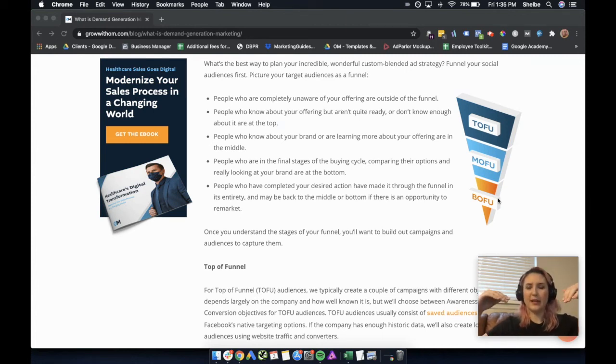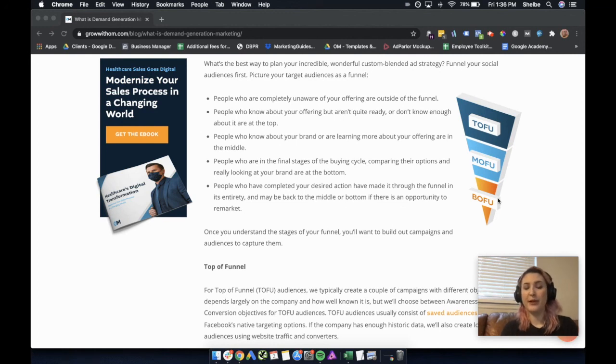People at the top are people in your target market who may not know about your marketing or may not know about your offering, may not necessarily know about your brand. They might be aware that they have a problem, or they just don't know enough. They're at the top. As they start to learn more about your brand, they're learning more about your offering, they start moving to the middle of the funnel. And then finally, people who are at the final stages of the buying cycle, people who are maybe comparing their options, looking at prices, really considering your brand. Maybe they have gone through a demo, or they've spoken with your sales reps on a chat or email. Those people are at the bottom, and they're getting very, very close to converting.